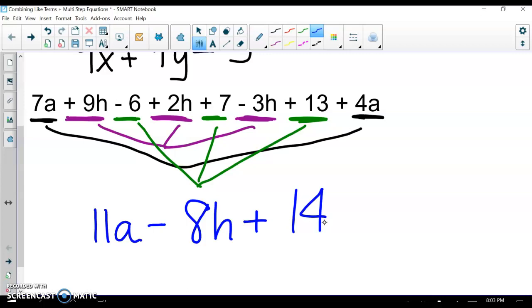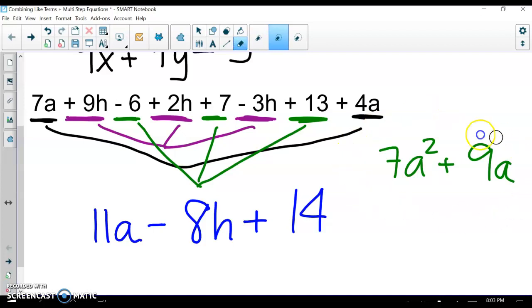For those of you who might be questioning what I mean when I say exponents and how like terms have to have the same exponent, if, say, I had 7a squared and then I was adding 9a, a squared and a have different exponents, so they are not like terms. We won't be dealing with exponents in this, so I didn't cover that very closely, but that's just a side note in case that's what you were wondering when I kept saying exponents.